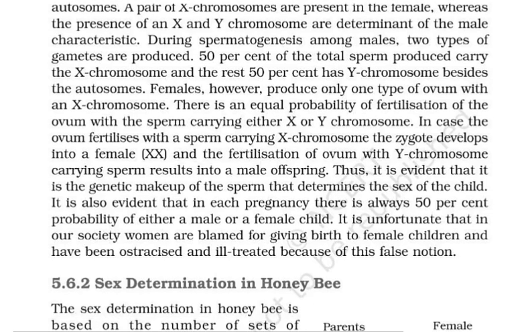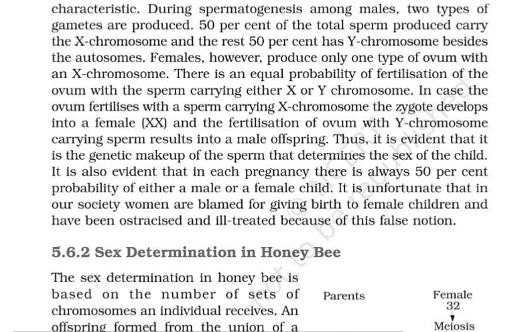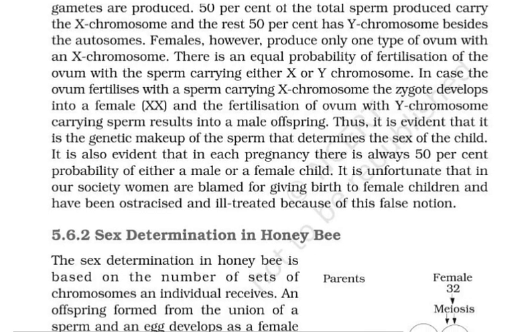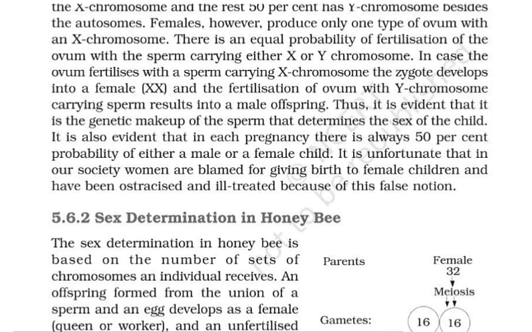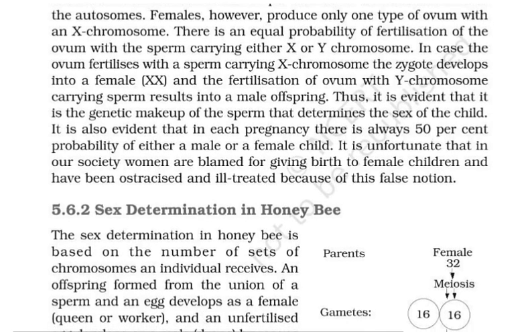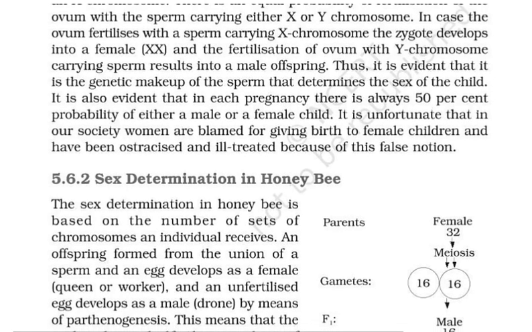Next is sex determination in humans. It has already been mentioned that the sex determining mechanism in humans is XY type. Out of 23 pairs of chromosomes present, 22 pairs are exactly the same in both male and females. These are the autosomes. Clear? A pair of X chromosomes is present in the female, whereas the presence of an X and Y chromosome is determinant of the male characteristic.